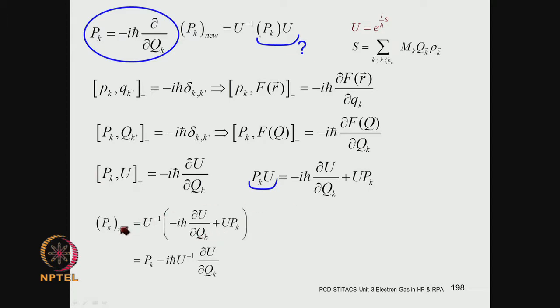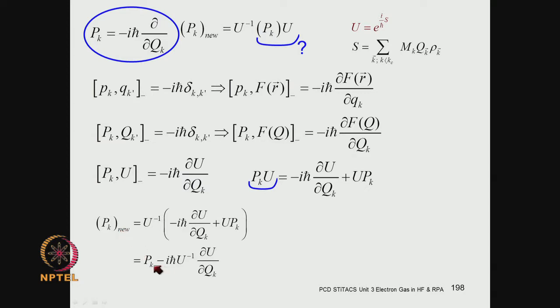So now you can write the transformed momentum operator as U inverse P_k U, which is given by these two terms: minus iħ ∂U/∂Q_k plus U P_k. The second term would give you just P_k, because U inverse with this U will give you P_k, which I write first, and then I write the result of this, which is minus iħ, with U inverse coming over here, and ∂U/∂Q_k. So this is the new momentum operator.